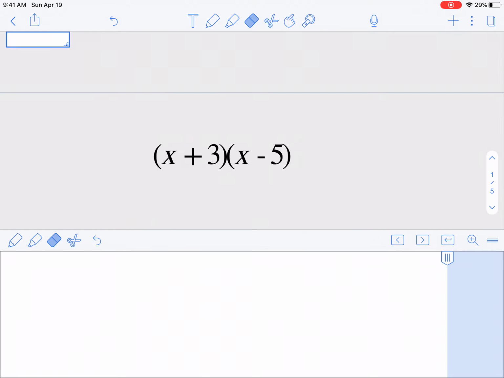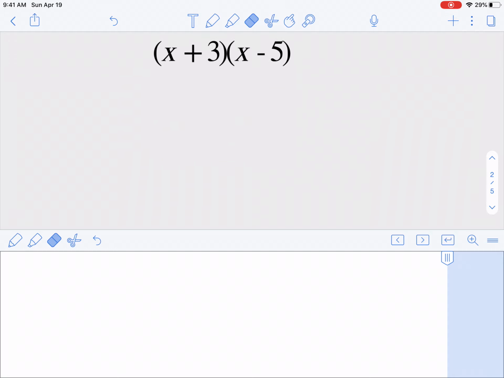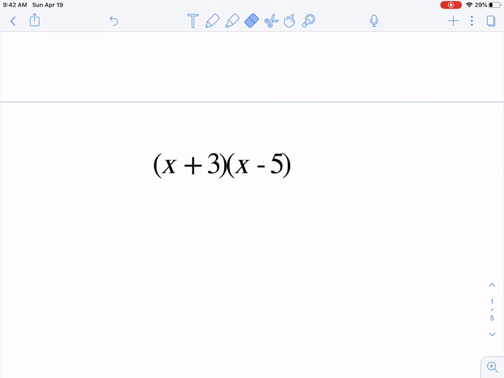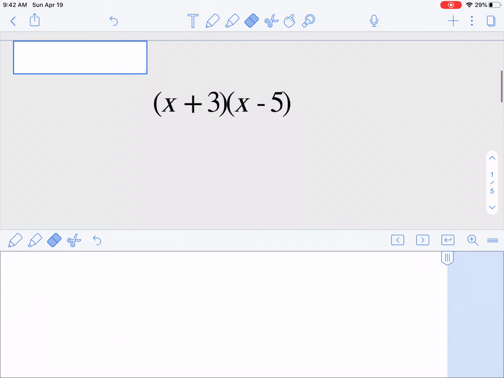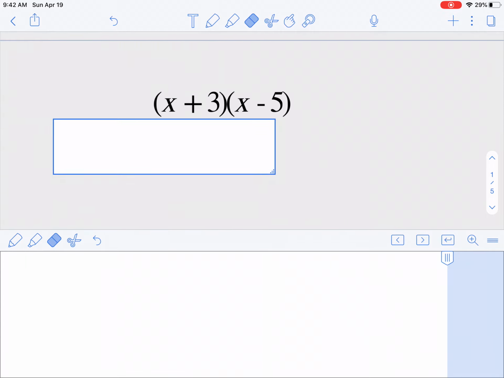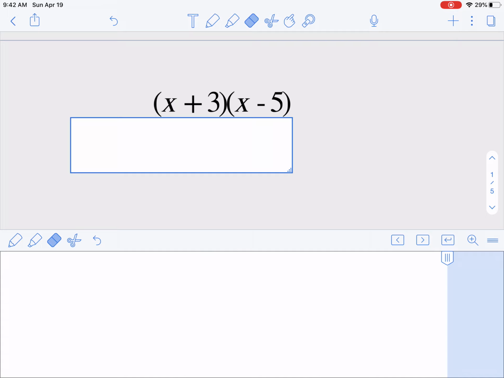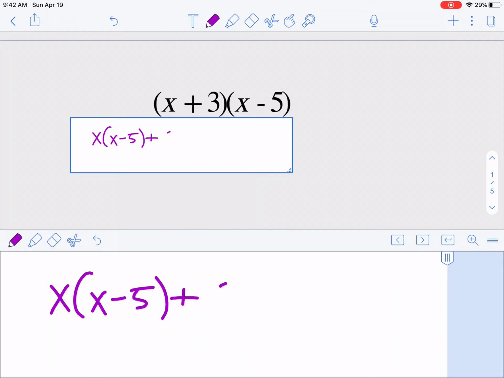And you don't have to do this on every single problem, of course, but I'm going to go ahead and do that on this one. What happened here? So I can show you what happens here and why we have to distribute, or why we have to use the process that we do. X plus 3 times x minus 5, that's the same thing as taking x times x minus 5 plus 3 times x minus 5.